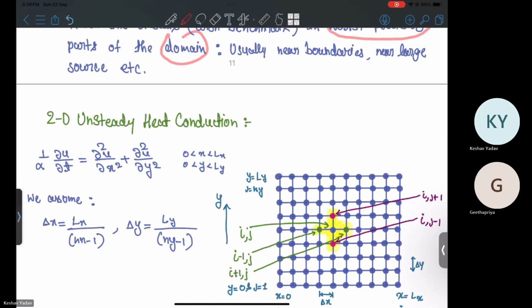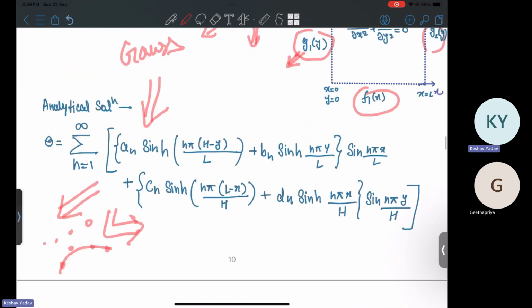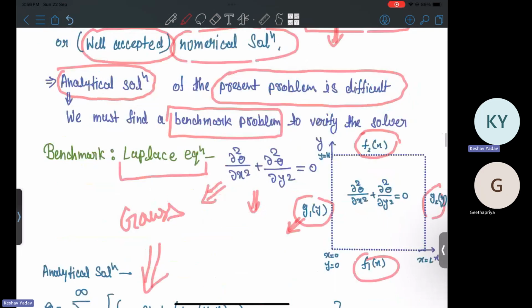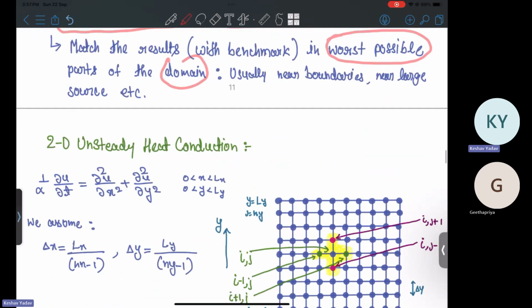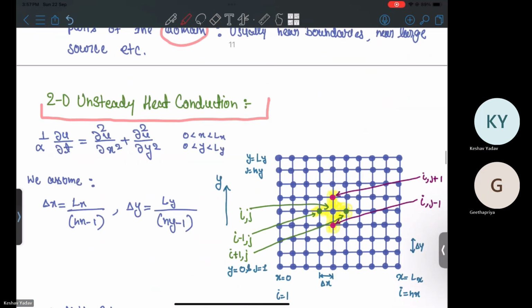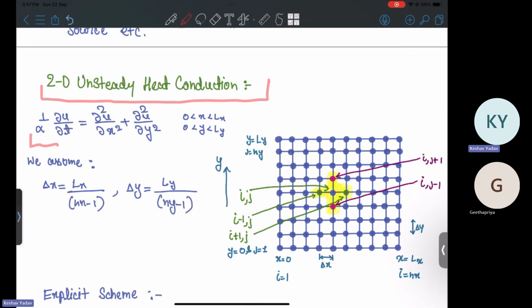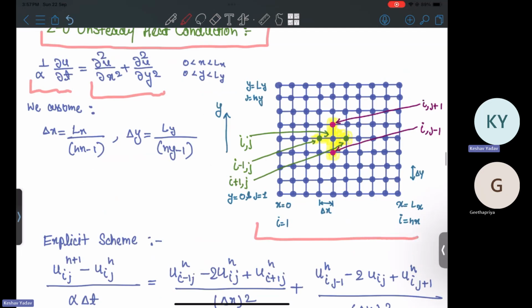Okay. So that problem was what? That problem was steady state heat conduction with heat generation. Now we'll see unsteady heat conduction. So for unsteady heat conduction, what will the equation be? 1 upon alpha del U upon del T equals del 2U upon del X square plus del 2U upon del Y square. Same kind of grid we are having, but in this case there will be a time domain normal to the screen.